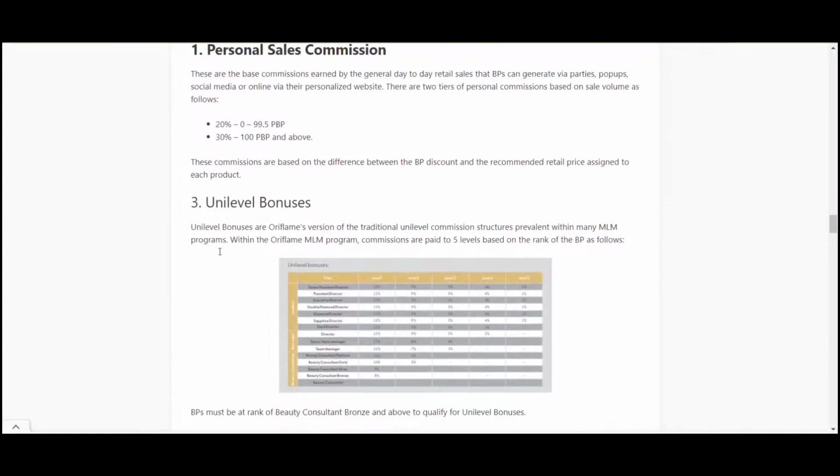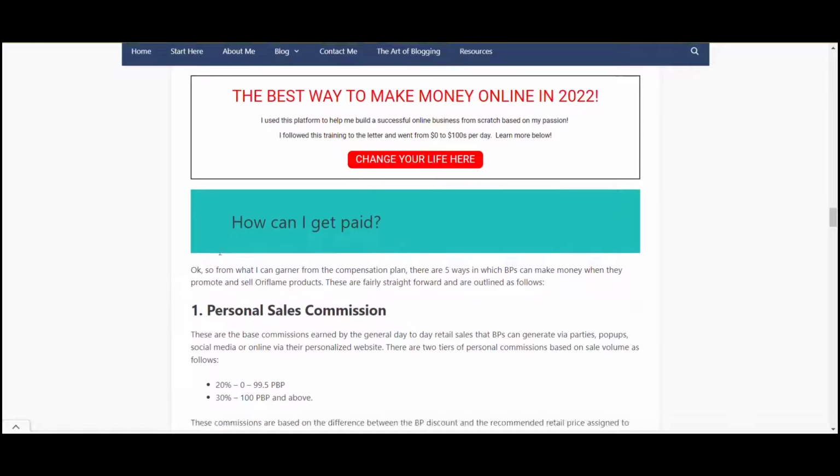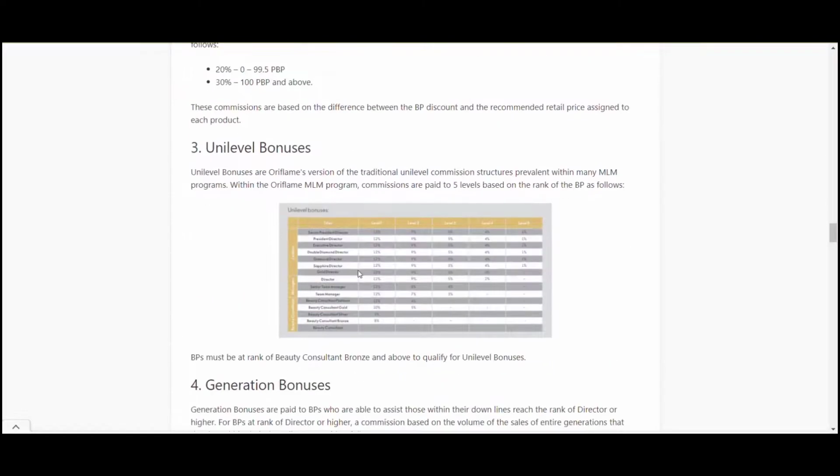Then you've got here your uni level bonuses. I've got 1, 3, 4, 5 there. It's only four ways you can get paid. I'll have to fix that. Uni level bonuses. So you can see there that with your bonuses, you've got your starts at 8%, up to 12%, depending on rank, down to 5 levels.